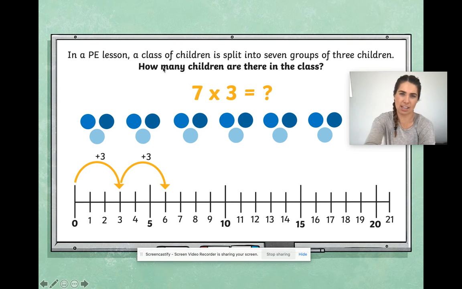In a PE lesson, a class of children is split into 7 groups of 3 children. How many children are there in the class? Can you point to where the numbers are in that word problem? Here, 7, and here, 3. Sometimes my numbers are written in letters just to be confusing, and you have to be an extra clever detective to try and find them. Can you point to what you would do a wiggly underline underneath? The main part of the question telling you what to do.